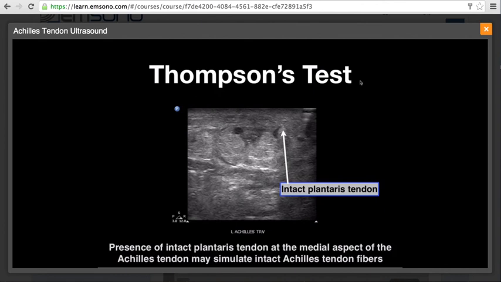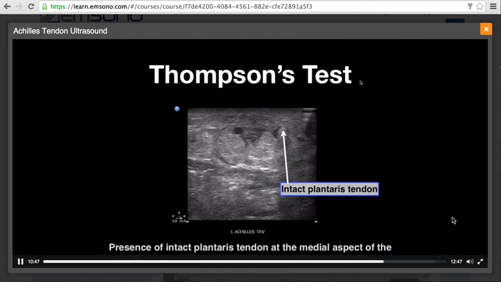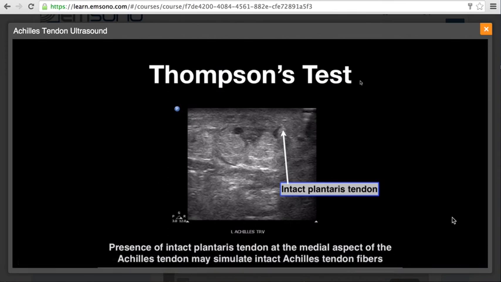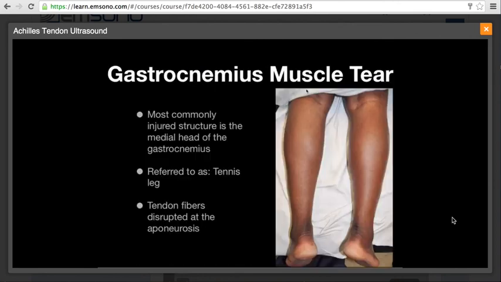Here was a patient who had an equivocal Thompson's test, even though they had a complete Achilles tendon rupture, and that was because medially here they had an intact plantaris tendon. So remember, the presence of an intact plantaris tendon, which is at the medial aspect of the Achilles tendon, may simulate an intact Achilles tendon and cause a false negative examination, which is what happened in this patient.